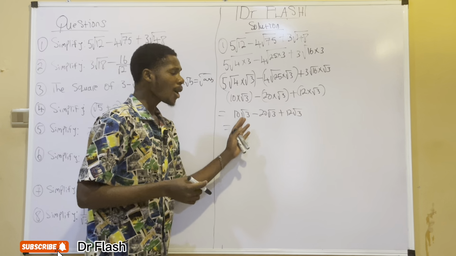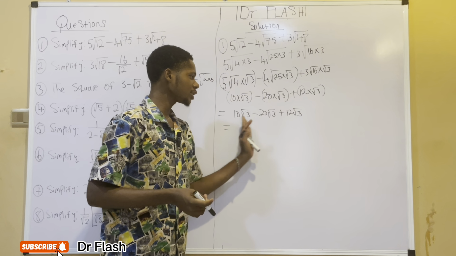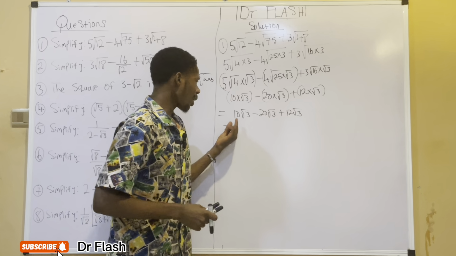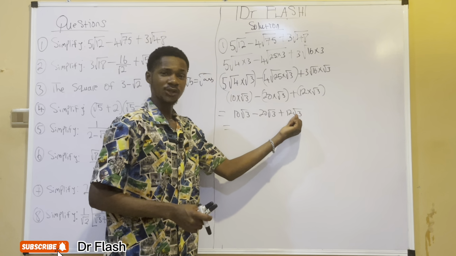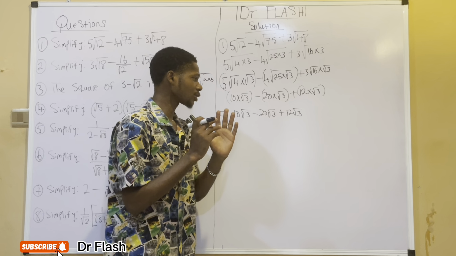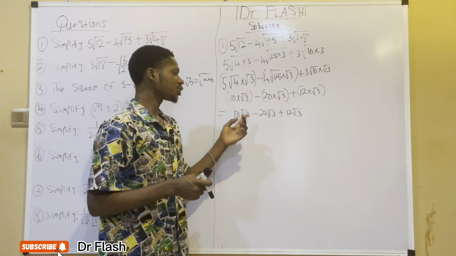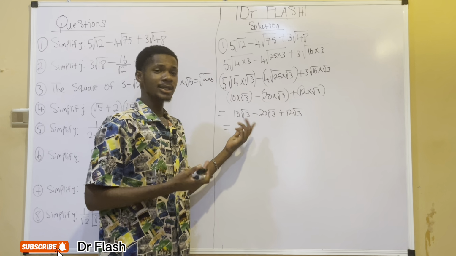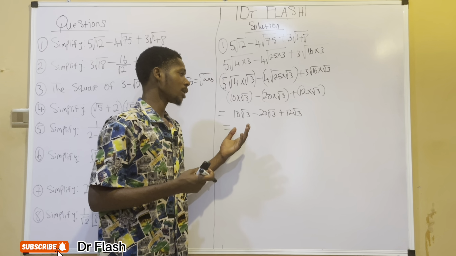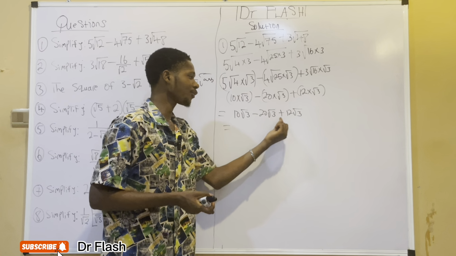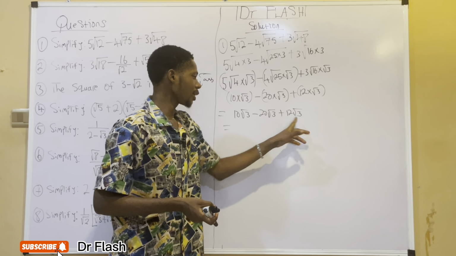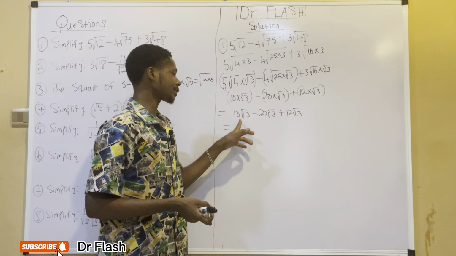How we are going to solve this is very easy. Now we have 10 root 3 minus 20 root 3 plus 12 root 3. Here is how to do a problem like this. Let's imagine root 3 is a cow. So we have 12 cows here, minus 20 cows here, and 10 cows here.